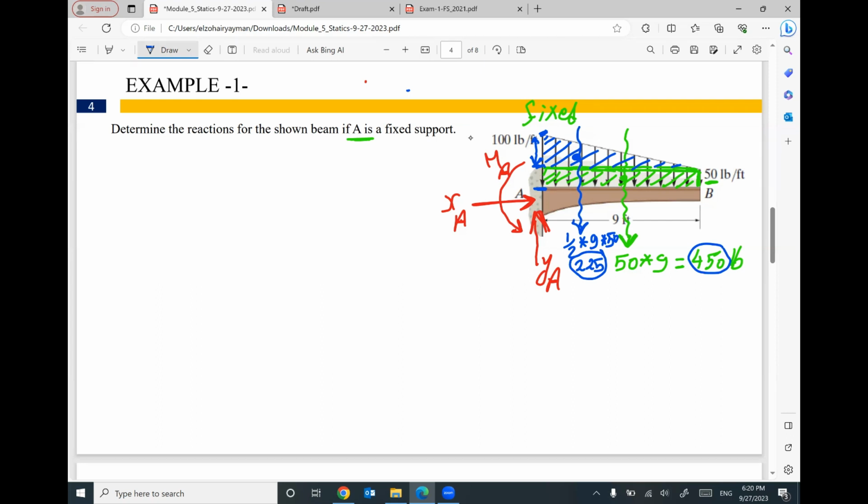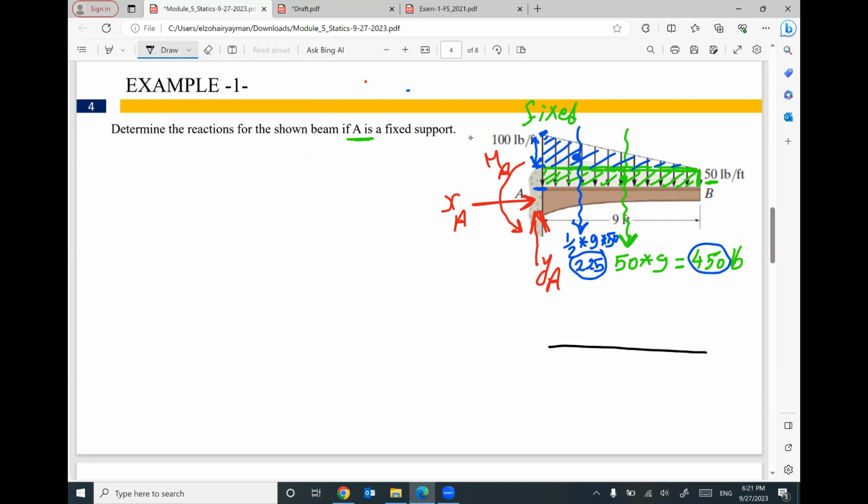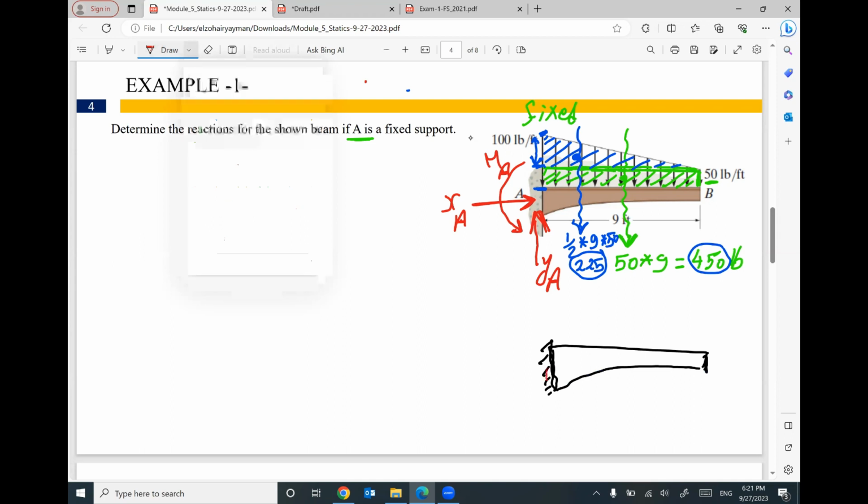If you would like to make it more clear, I can redraw the beam like this. Here is the beam. Here is your fixed support. So I will have 3 reactions. One vertical, one horizontal, and one moment. MA, XA, YA.